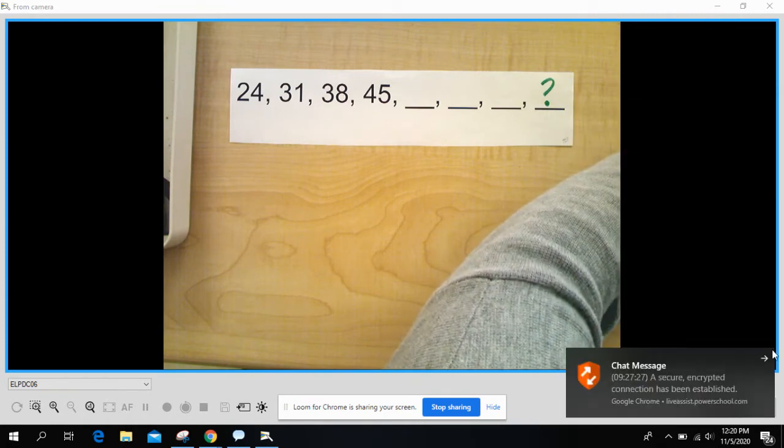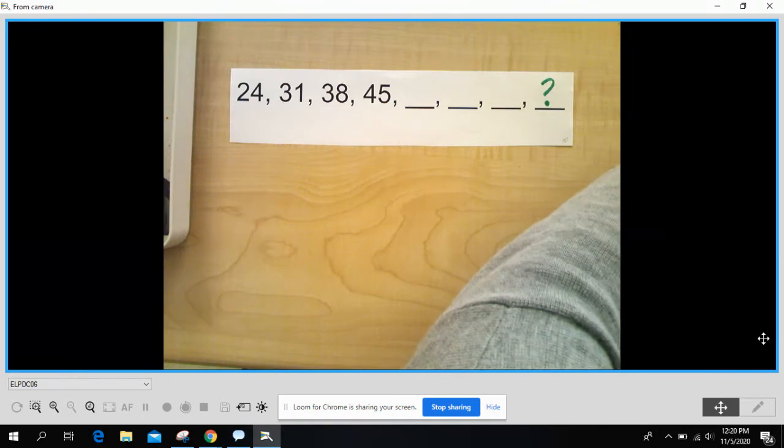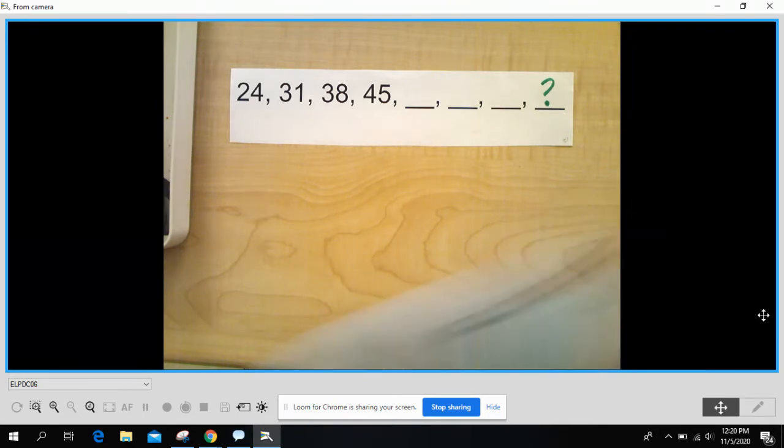Sorry about this if you can see these pop-ups. That's just from my computer. I don't even know what it is. Okay, if you can't see them, sorry, I just had a pop-up on the side.